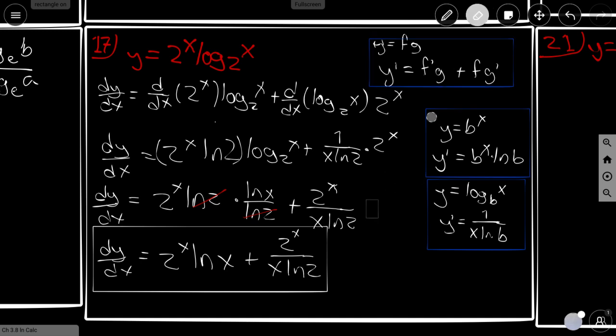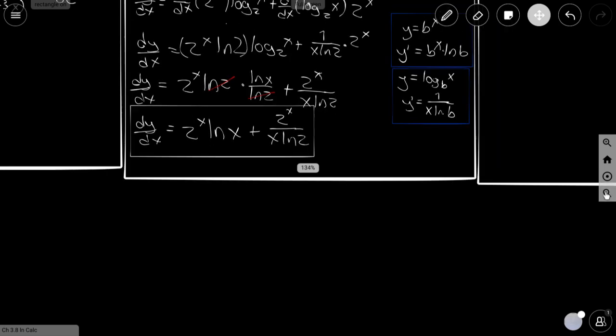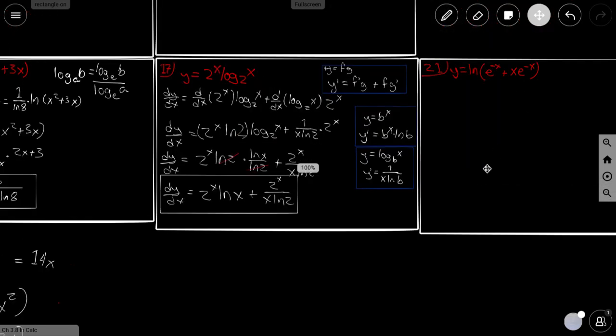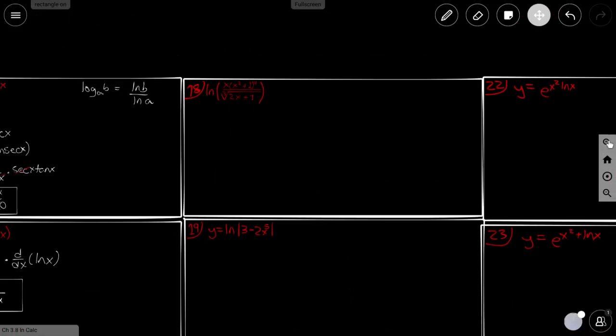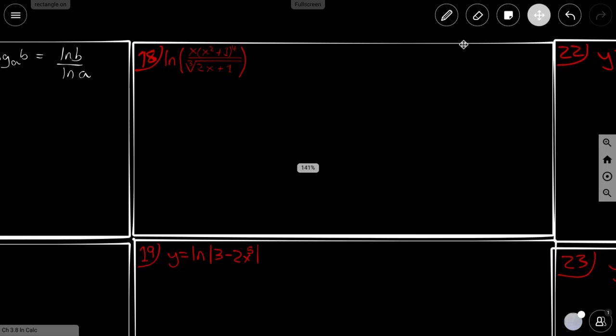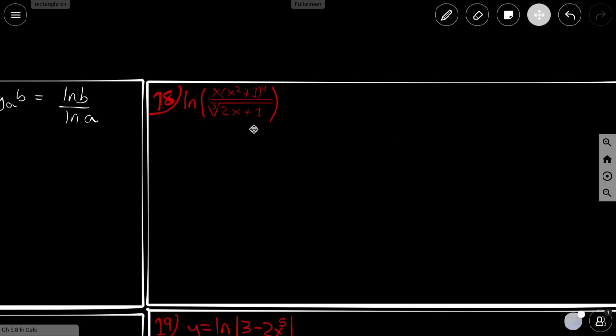Okay, moving on. So for this one, this is definitely one of the more complex problems, but we have to use the rules or else it would be so hard to differentiate this. You would need like a complex calculator.